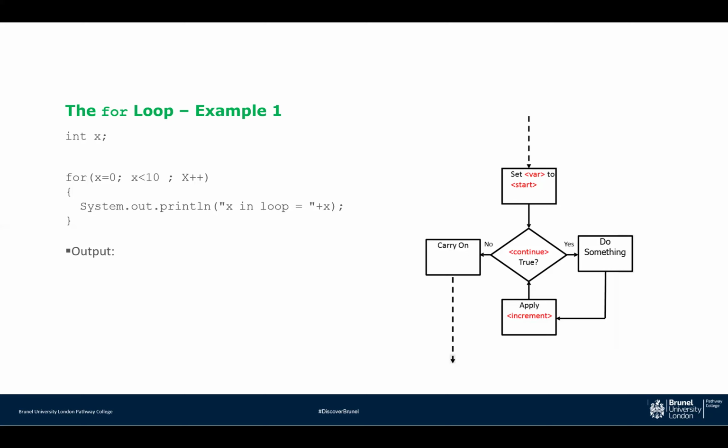x becomes 1. 1, is it less than 10? Yes, true. Then do something. And keep doing this. x equals 1, 2, 3, 4, 5, 6, 7, 8, 9. 9 less than 10? Yes, print. Increment. x becomes 10. 10, is it less than 10? No. Then I go here and carry on. If I have any other code outside the for loop, it will continue with that code. Is it clear to everyone? Any problem with understanding this at all?